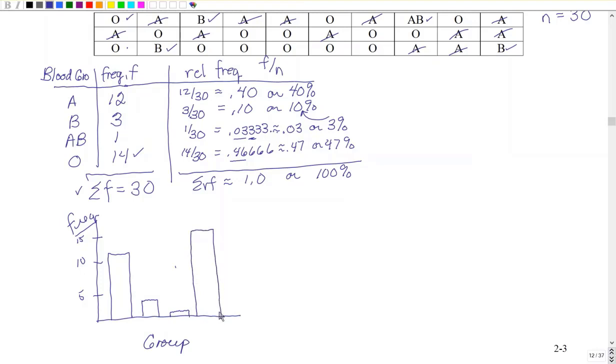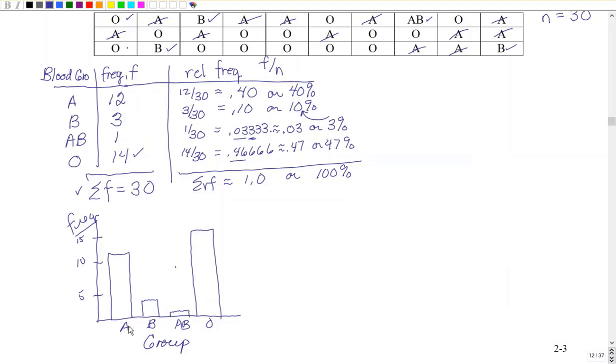And the thing about a graph is it has to be labeled. It needs a title, and it definitely needs to have the axes labeled. So not only this labeled, you need to say what each bar represents. So this is A, B, AB, and O. One comment here, it is absolutely fine to have gaps between the bars because these are qualitative data. It's not like I skipped a number or anything. So it is fine on qualitative data to have gaps.